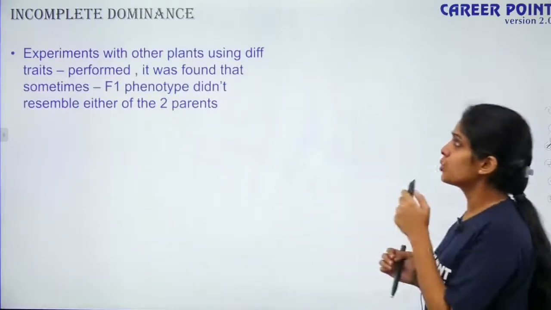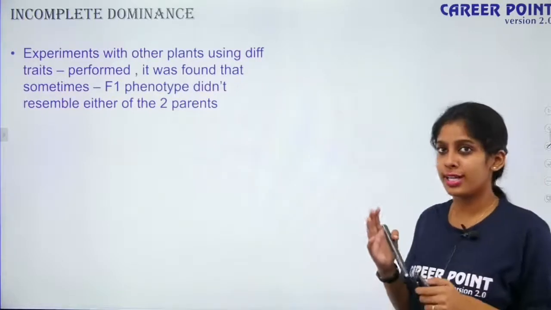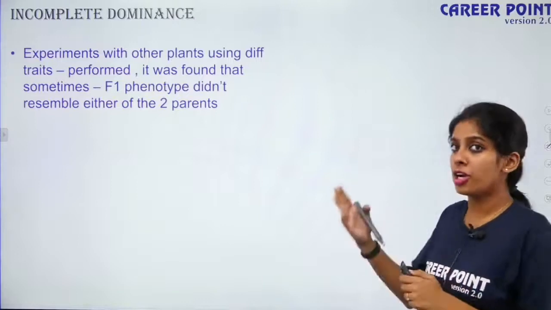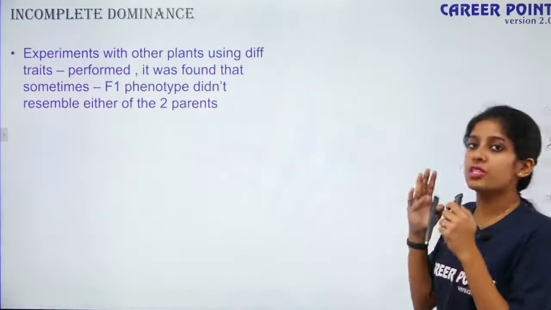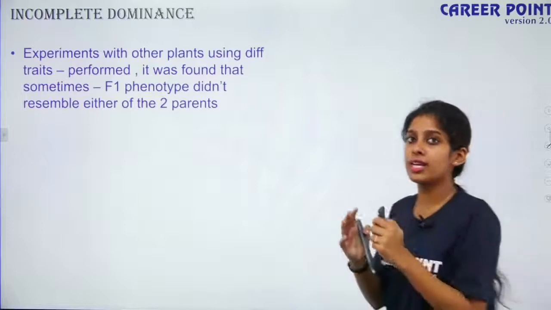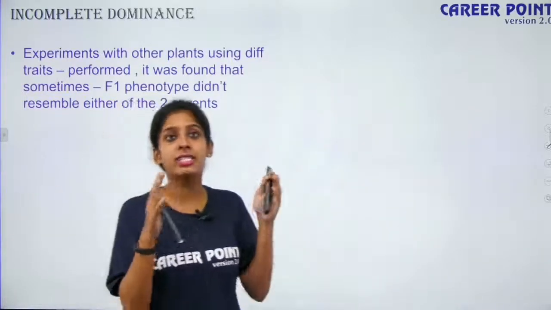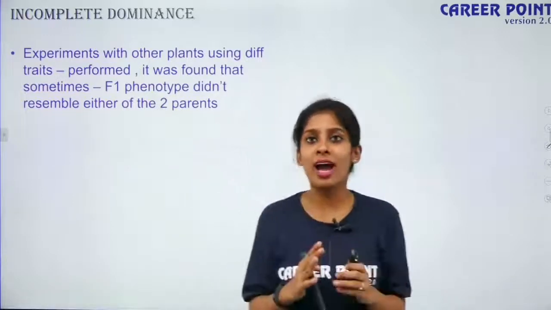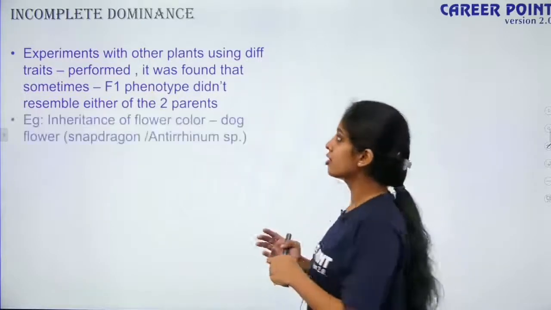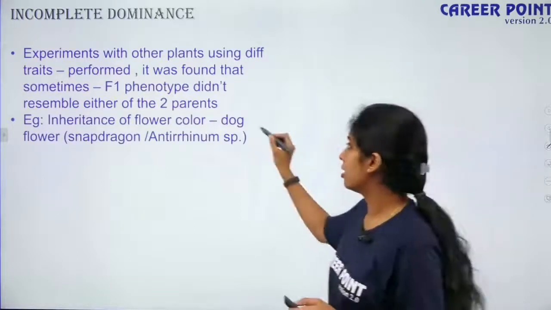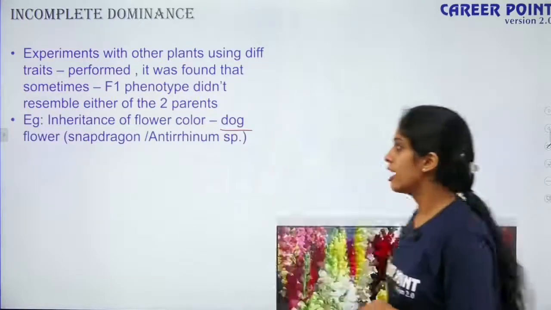Experiments with other plants using different traits were performed. Now we are done with the character height, and we have moved on to the next character. It was found that your offspring resembles neither F1 nor F2, neither resembles both your parental types, but you have an intermediate type. So that is called incomplete dominance. An example is the inheritance of flower color in the dog flower, so that is what we are going to see.